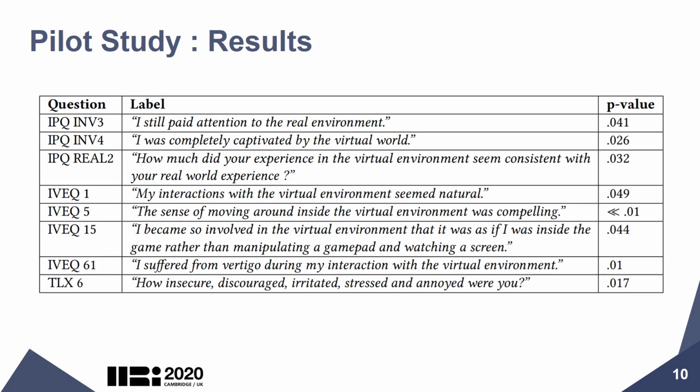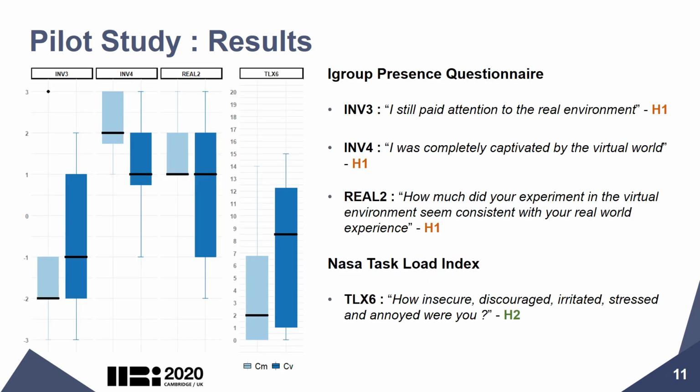And finally, here are the obtained results. For the paper and presentation, we only kept significant results among all the questionnaires: 3 from IPQ, 4 from IVEQ, and 1 from TLX. Other items were either not significant, with a p-value too big, or irrelevant regarding the hypothesis. I'm going to quickly jump to a more telling representation with box plots.